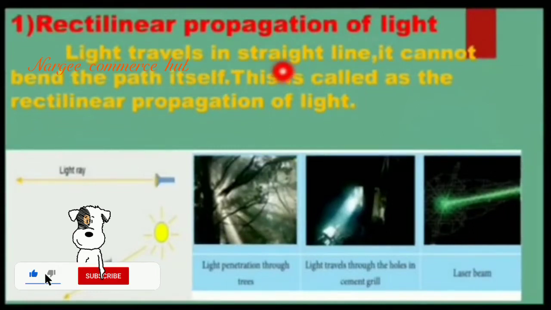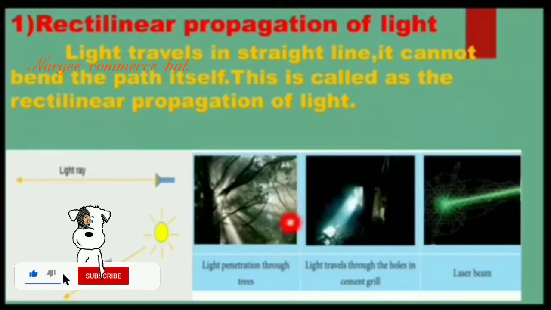Light travels in a straight line. It cannot bend its path by itself. This is called the rectilinear propagation of light. Light always travels in a straight line. Suppose there is any disturbance, and the light falls on any object, the path will be changed. Otherwise, it cannot bend its path by itself. This is called the rectilinear propagation of light.